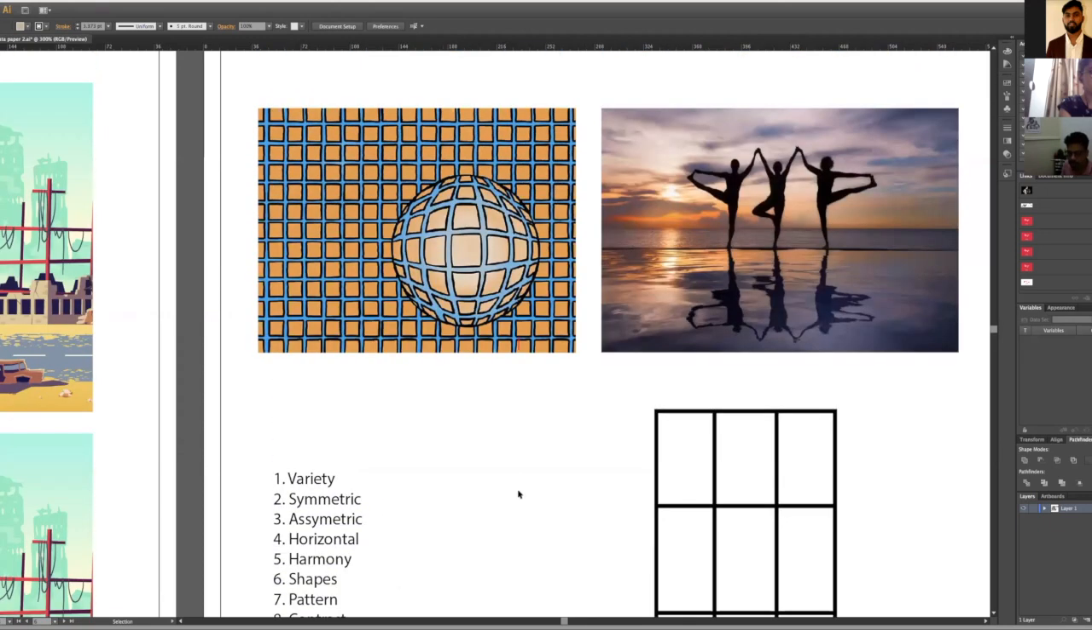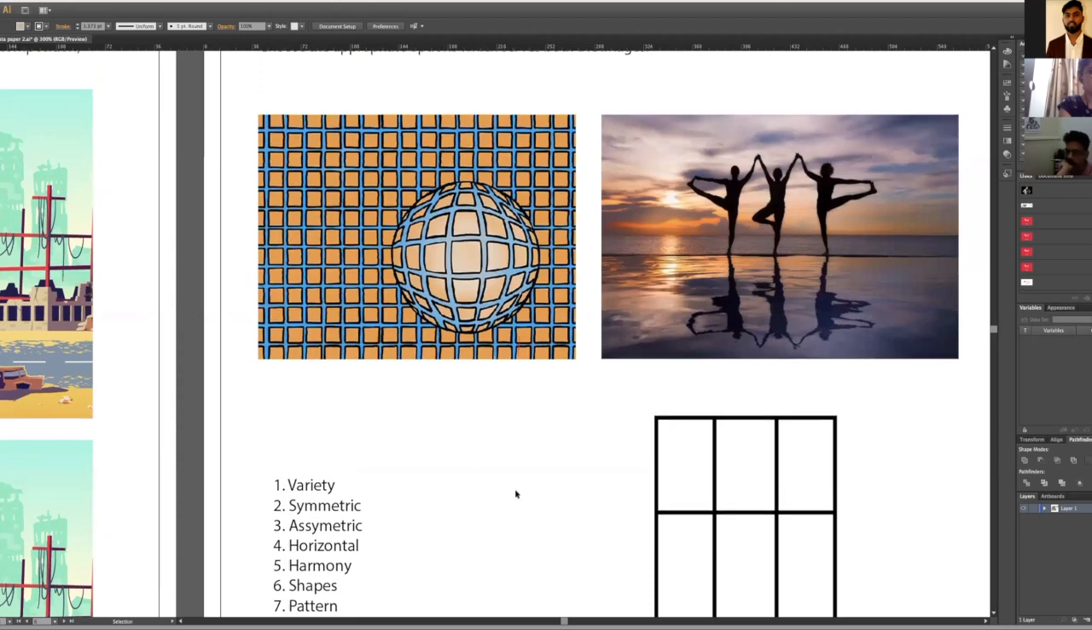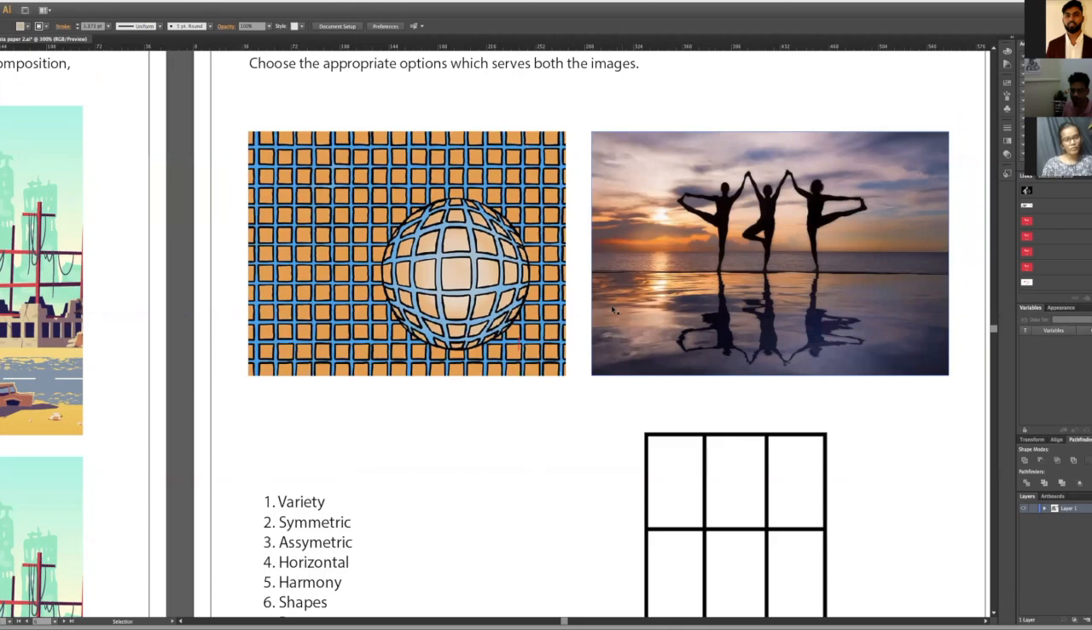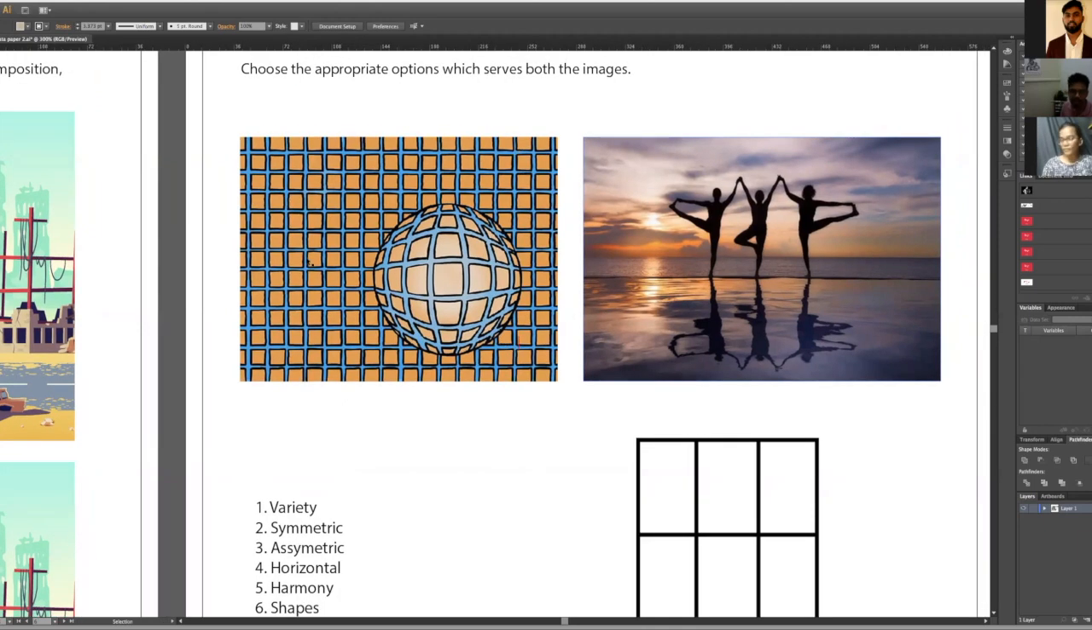Yes, sir. In which image do you see movement? In the left one, the first image. I think both the images have movement. In the second one, it is the water. Both images contain rhythm, so movement is there. In the first one, and in the second one, the movement of waves, water.